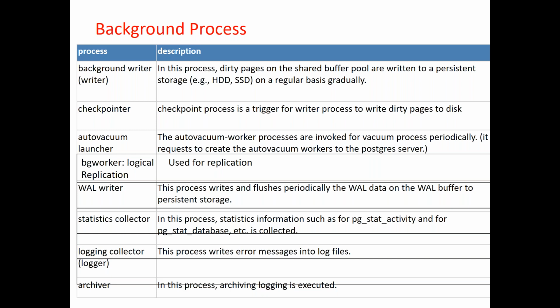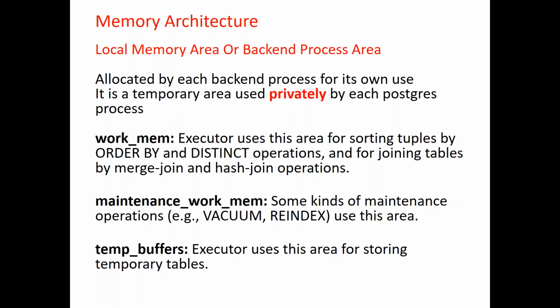The background worker for logical replication is the process used for replication. When you create a replicated database, the WAL writer writes from the WAL buffer to the WAL data. The statistics collector is used for collecting statistics of your data. The log writer writes your error messages into the log file. The archiver writes your WAL files to the WAL archive. So these are processes we already discussed.